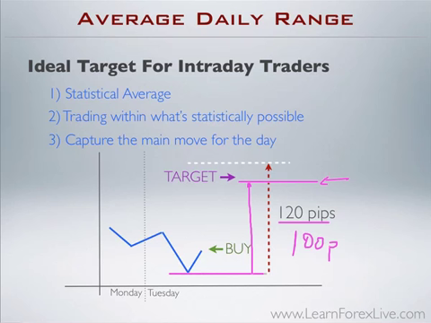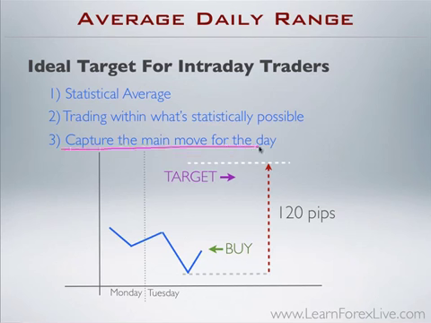And by doing so, you will be fulfilling the two characteristics we require from the average daily range. First of all, we are going to be capturing the main move for the day. I mean, 100 pips out of a total of 120 is not too bad at all, is it? You don't want to be overly aggressive with your targets, but also you're going to make sure that you are trading within what's statistically possible by not placing your target beyond the exhaustion level.